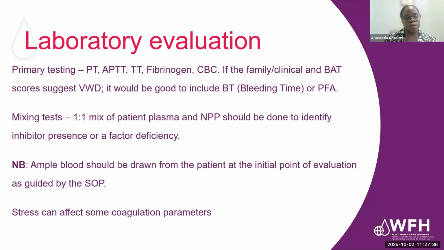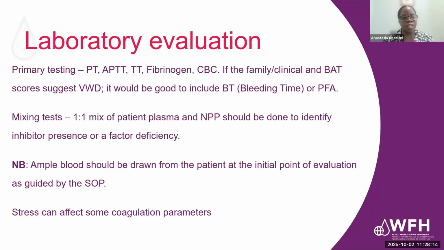In this case, we'll start with the PT, APTT, thrombin time or fibrinogen, a CBC, and then if you suspect that the patient may have von Willebrand's disease, it will be good to include a platelet function analysis or a bleeding time if you do not have access to a platelet function analyzer. Once you've obtained your initial results, the next thing you do is a mixing test on the results of the test that has given you an abnormality.